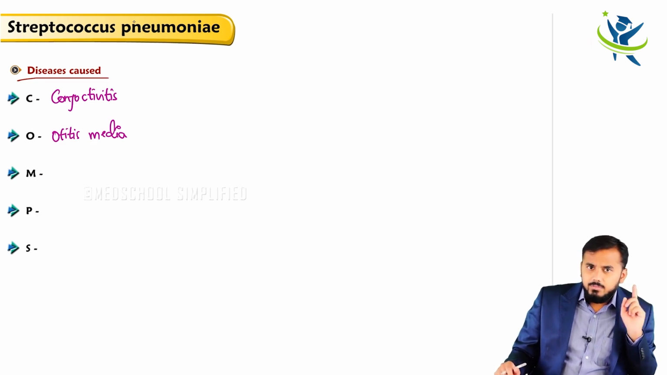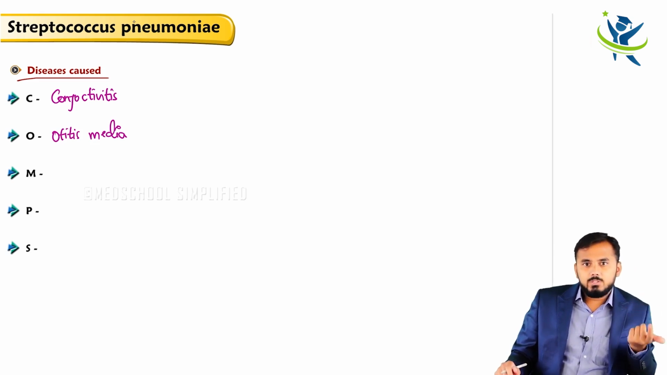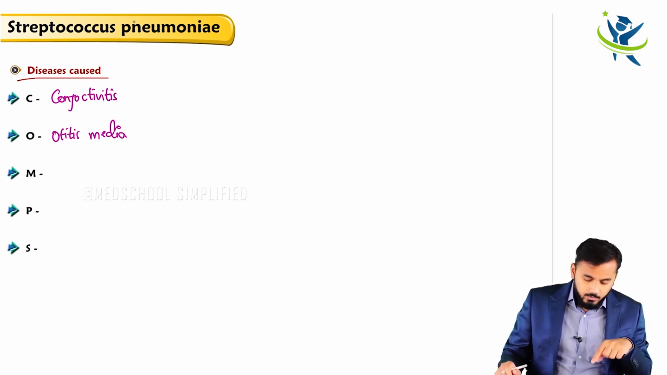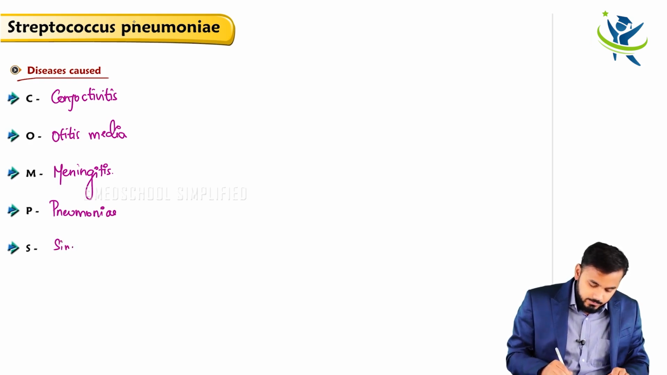Mainly the middle ear. If it is inflammation of the outer part, it is called otitis externa. Inflammation of the middle ear is called otitis media, right? If it is inflammation of the inner ear, like the cochlea, that is called otitis interna, right? Now when it comes to M, it also causes meningitis. When it comes to P, it also causes pneumonia, as you already know. And finally it causes sinusitis.